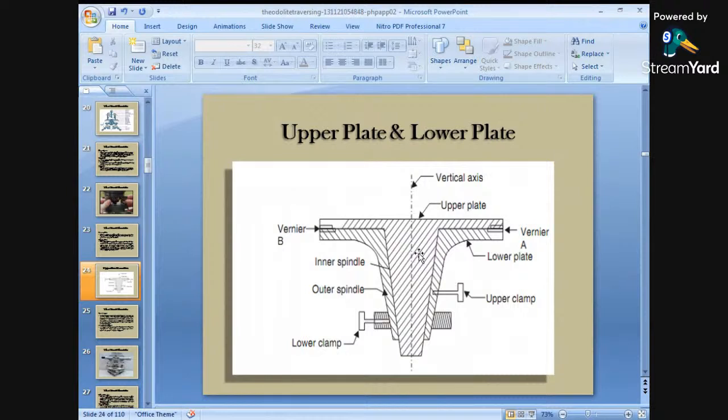So this is the diagram of your spindles. How has your lower plate been attached to your upper plate? Okay, this is the clamping screw. Whenever you turn this screw, the lower plate gets adjusted. Whenever you turn the other screw, the upper plate gets adjusted.